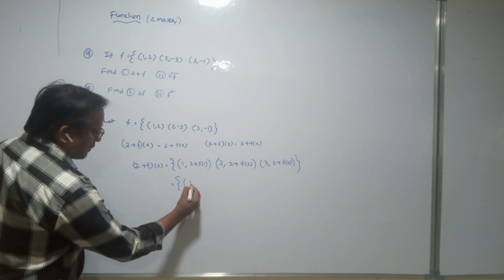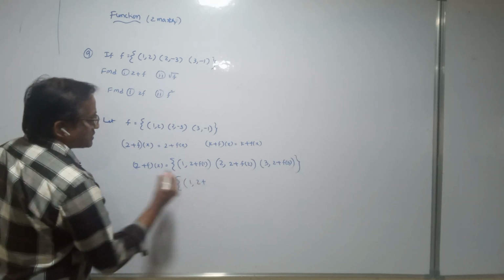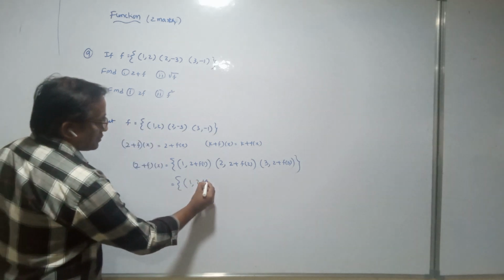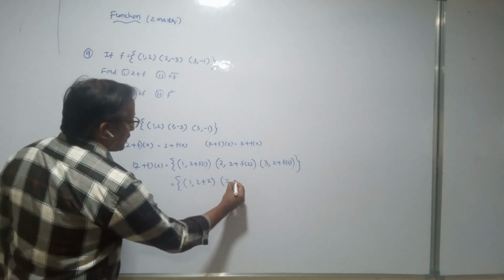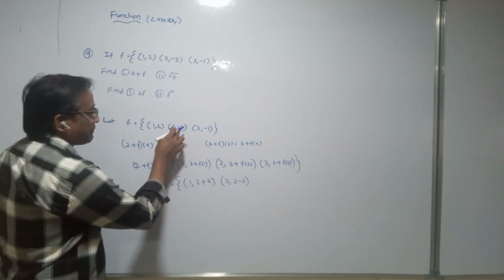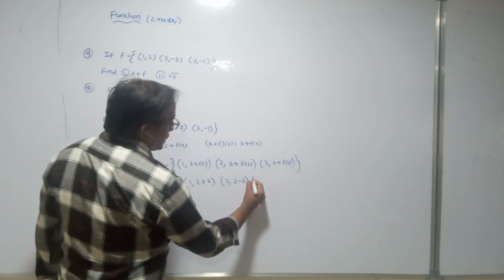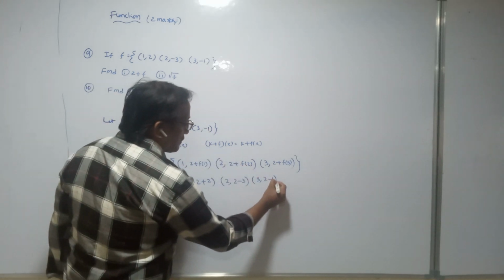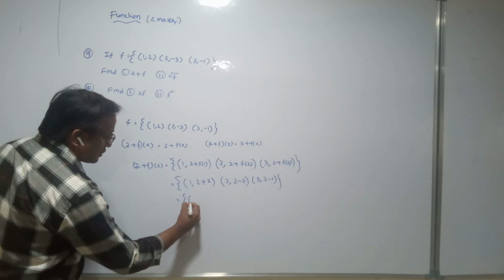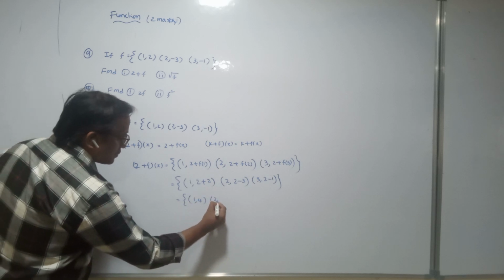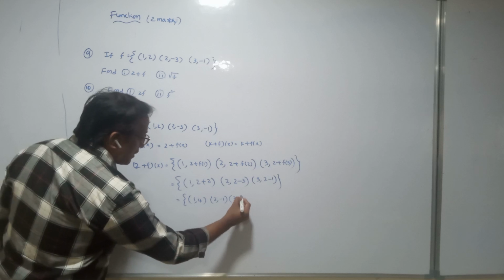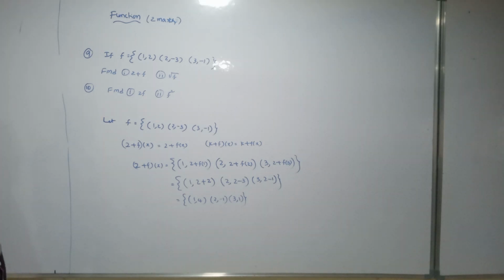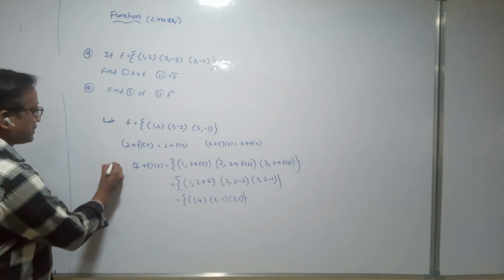Now that will be (1, 2 plus, what is f of 1 here? 2. f of 1 is 2), so 2 plus 2. (2, 2 minus 3), f of 2 is minus 3. And (3, 2 plus f of 3 is minus 1). So the set is going to be (1, 4), (2, -1), (3, 1). You can directly write this also. Now this is 2 plus f of x, the first one.